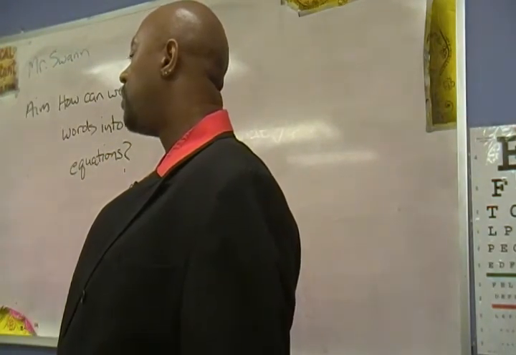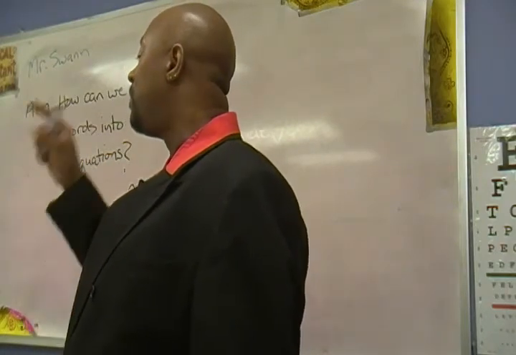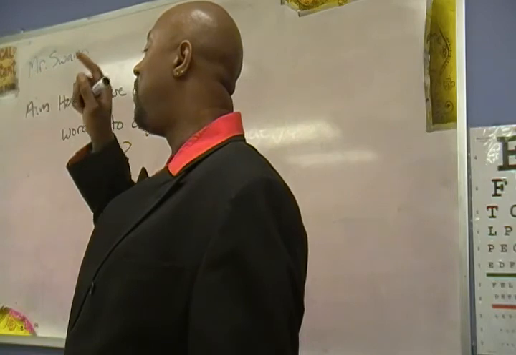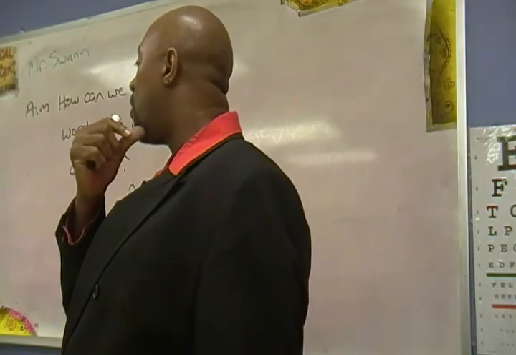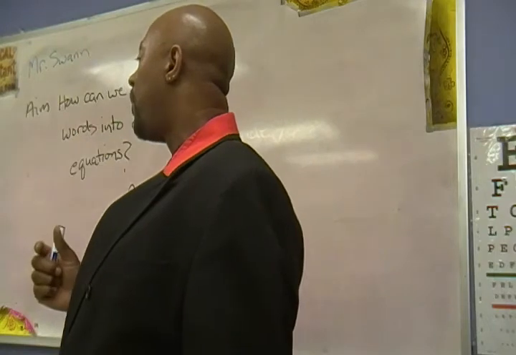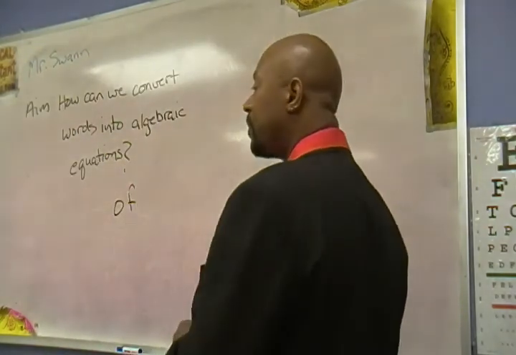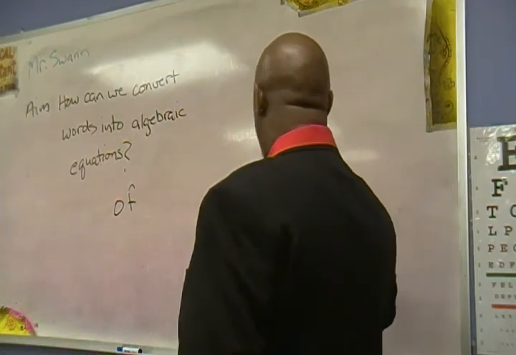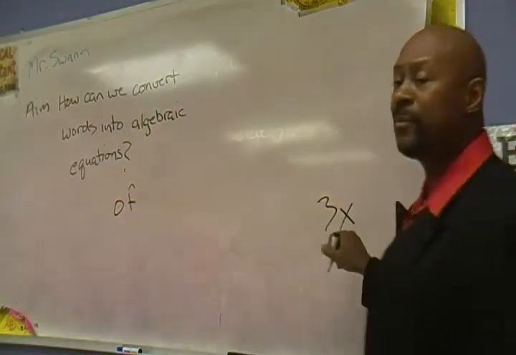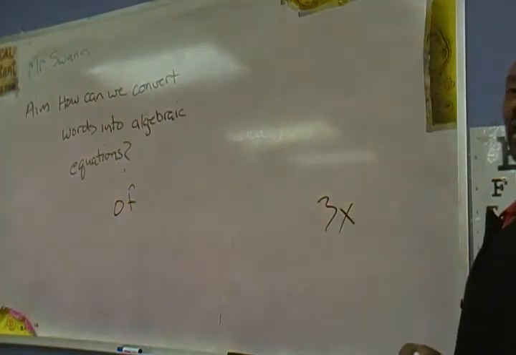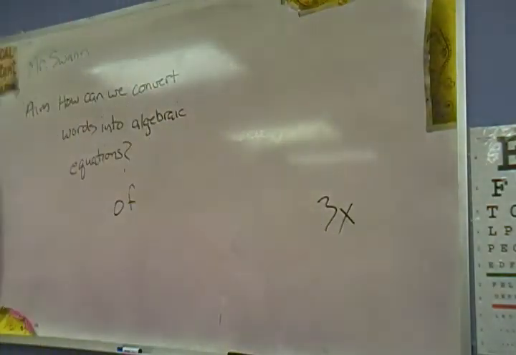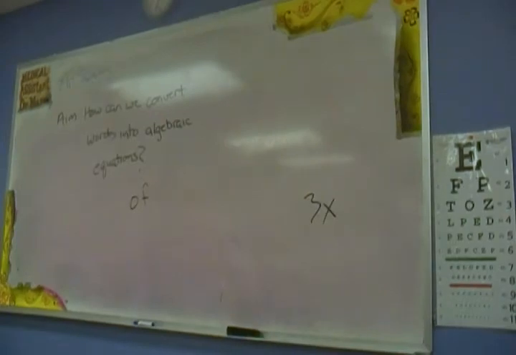It's not 3 over x? No, because that would be 3 divided by a number. So it's 3x. That's it. 3x. 3 times the number. We don't know what that number is. 3x would represent 3 times a number.